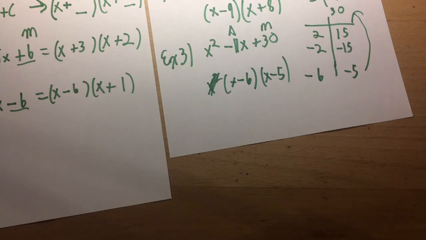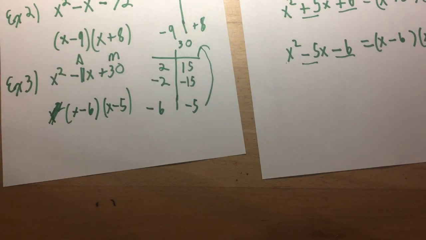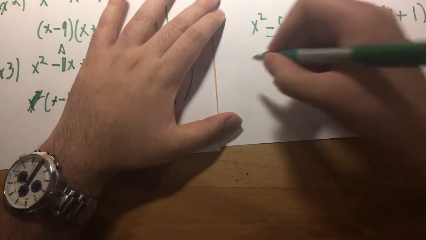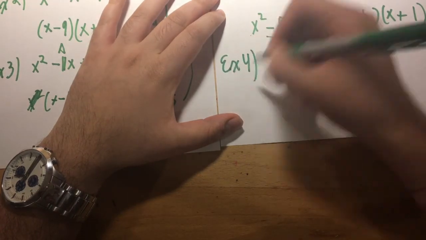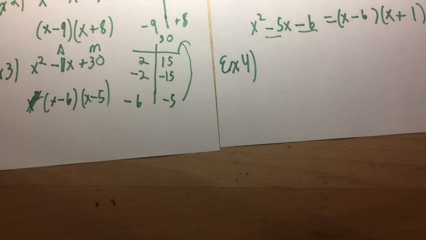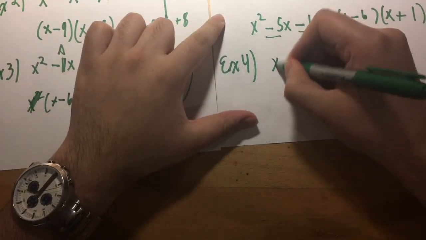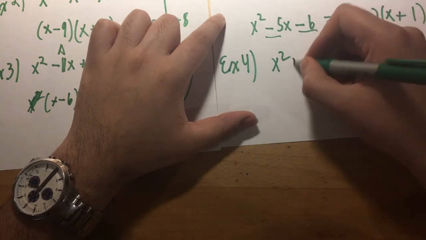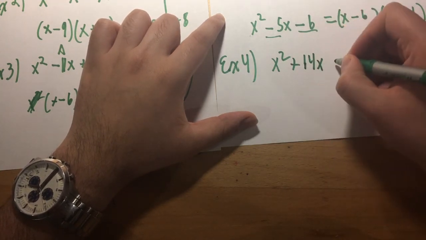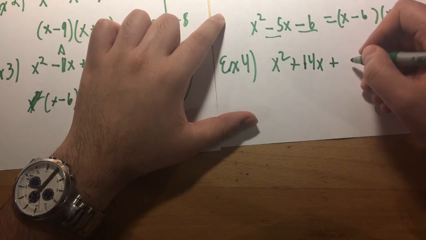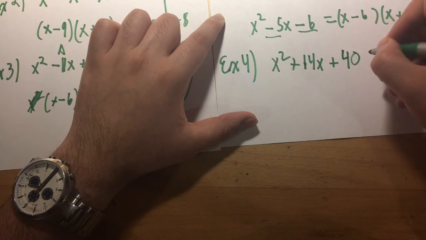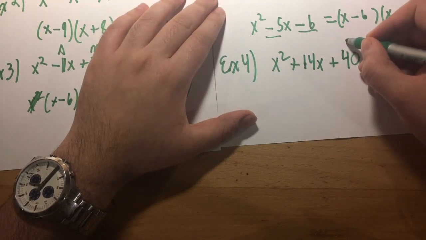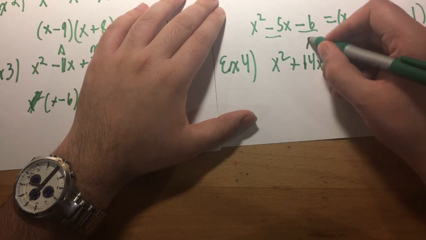Now let's just do one more example. Okay, I've got a little room here on this page, so I'll do example 4 right down here. Okay, so what's a good one? Let's do x squared plus 14x plus 40. Right? Same thing. Let's find a number that multiplies to 40 and adds to 14.